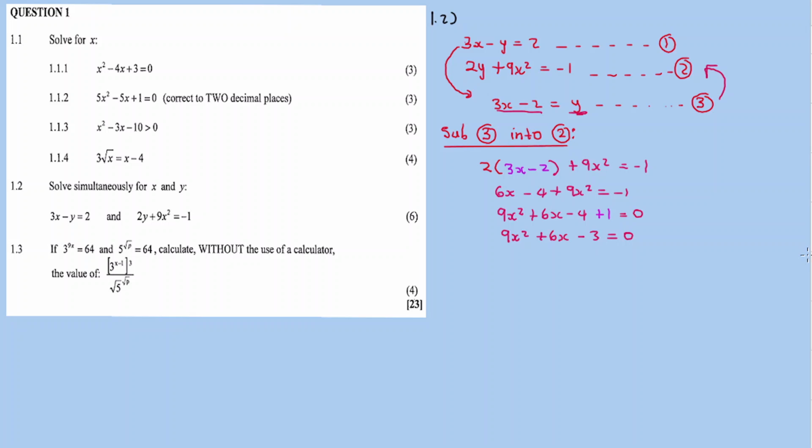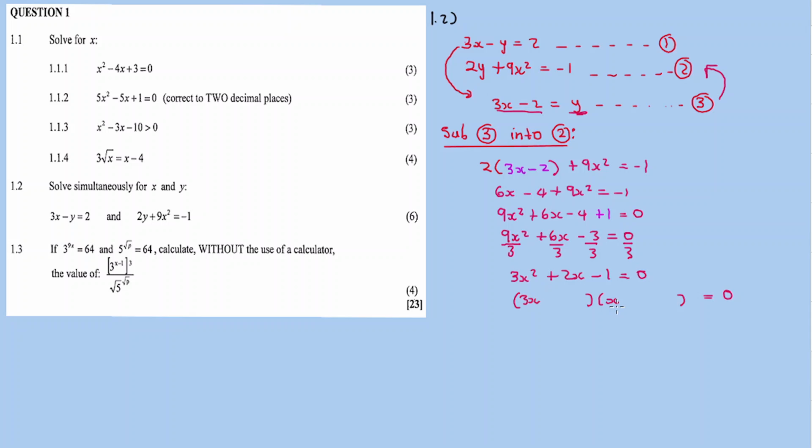Mina ngizosebenzisa the factoring method, but first I need to divide by the common factor of 3 la. U3 uyangena ku9 angena ku6 angene la ku3. That's why I divide by 3, because 3 is a common factor. Ngithola u3x squared plus 2x minus 1 equal to 0. Then sithola ama factors la.